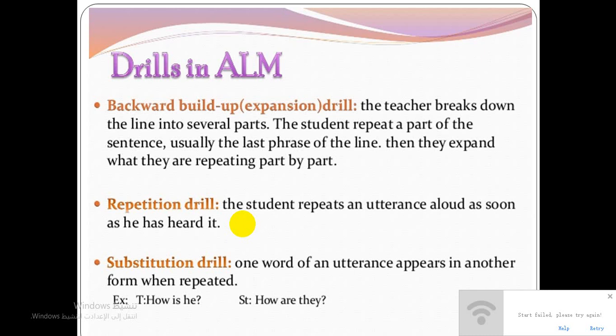Substitution drills. One word in an utterance is replaced by another. For example, "He bought this house cheap." "He bought it cheap." In this example, "it" refers to "this house." Another example: "They gave their boss a watch." "They gave him a watch." This is to use the appropriate pronouns substituted for the noun in the sentence.